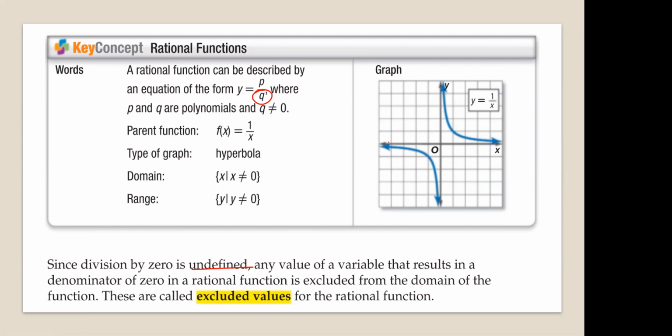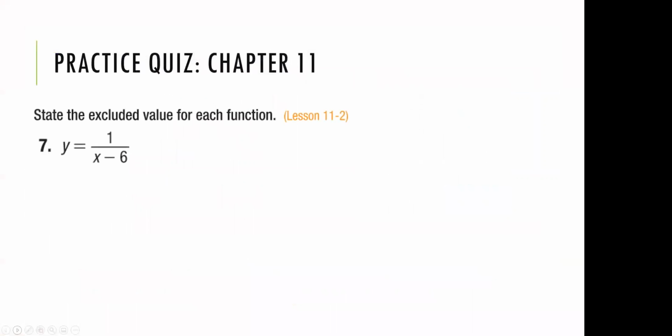And what ends up happening at those excluded values is that's where you have an asymptote. So here we have a horizontal asymptote. Here we have a vertical asymptote. And that helps us to graph our function.